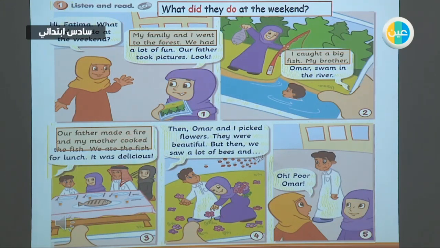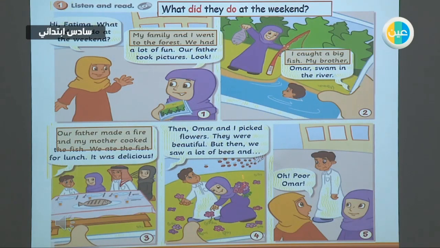Why? Because the mother cooked the fish. This is one of the verbs that we said. This is a regular verb. We added the ed. But you can see, notice these verbs: made, went, caught. No ed at the end of these verbs. Also here, we ate, was.